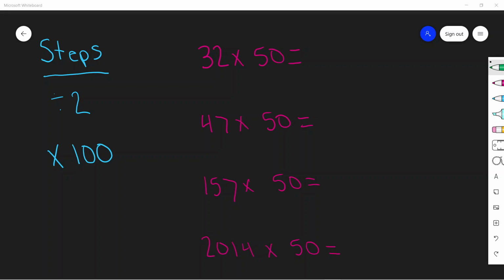This video will teach you how to multiply any number by 50 mentally. There are only two steps required to do this. First, you divide the number you're multiplying by 50 by 2, and then you multiply that number by 100.